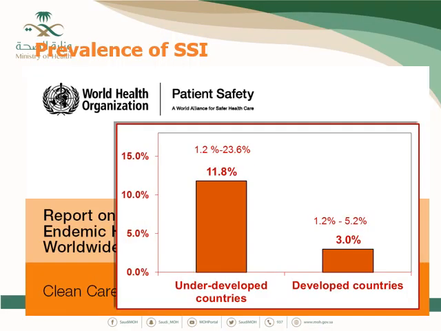This slide shows the prevalence of SSI in developed and developing countries, and this is from one of the review reports done by the WHO office. And as you see, the percentage of SSI in developing countries is around 12%, compared to 3% in developed countries. This is about four folds higher in developing countries compared to developed countries.